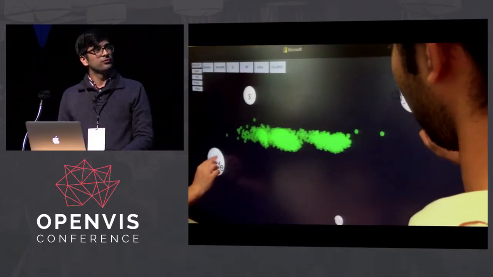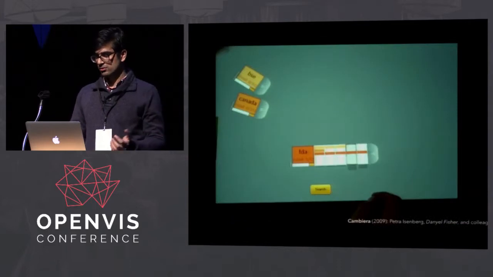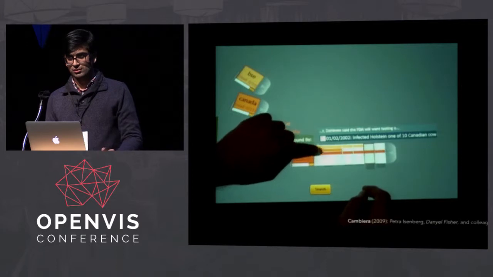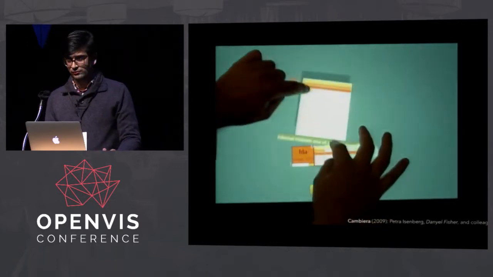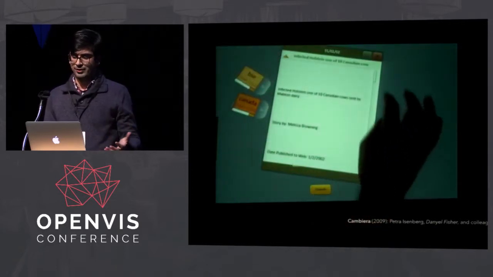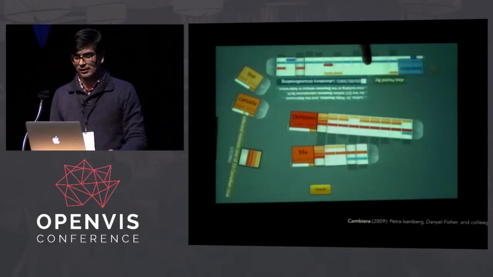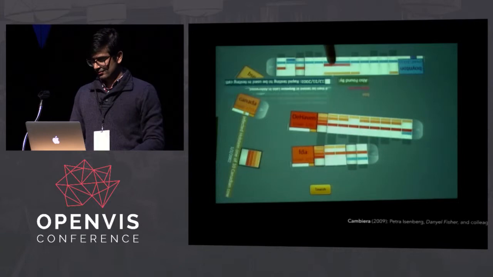We're not the first people to have done information visualization on large touch tables. This is a tool called Cambiera, which does document visualization, also focusing on collaborative aspects, and the author of the tool is actually sitting right here, Danielle. He's going to be talking to you guys tomorrow, hopefully not about this.